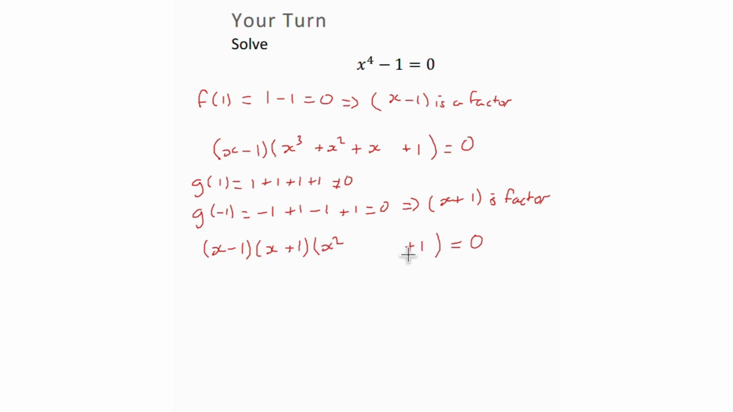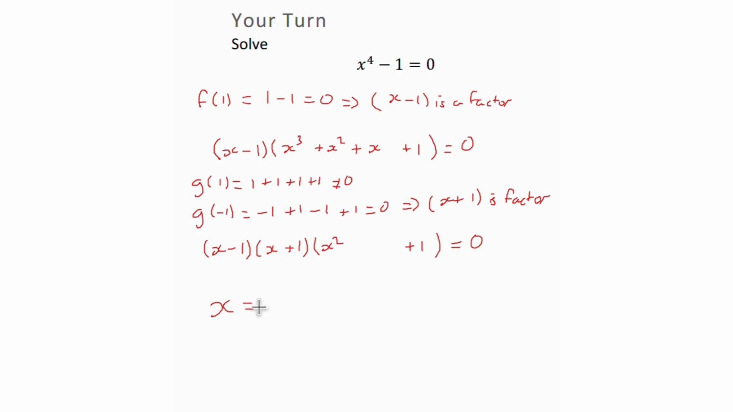Now, x squared plus 1 can't be factorized, and it can't be solved in the real numbers. It's going to give me imaginary answers. If I was to solve this, I would get x squared equals minus 1. So x is going to be equal to plus or minus i. So here I get 4 solutions.